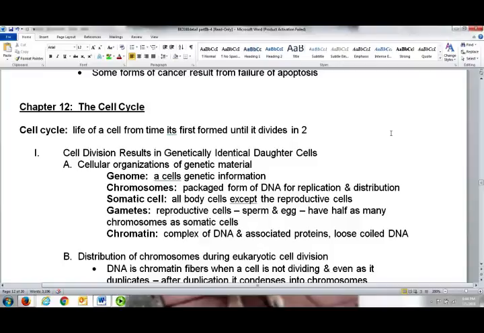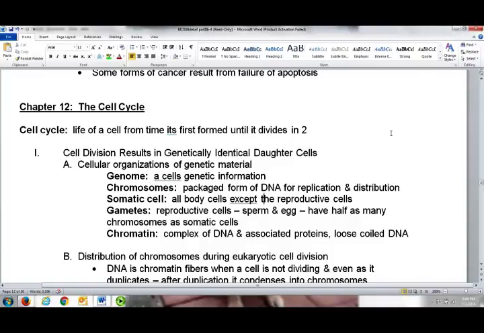Your somatic cells are all of the body's cells except the reproductive cells. Your reproductive cells, or gametes, are the sperm and egg. They're going to have half as many chromosomes as the somatic cells. That's important because they will join with another reproductive cell to have the full set of genetic information. We will talk about this type of cell division in Chapter 13.